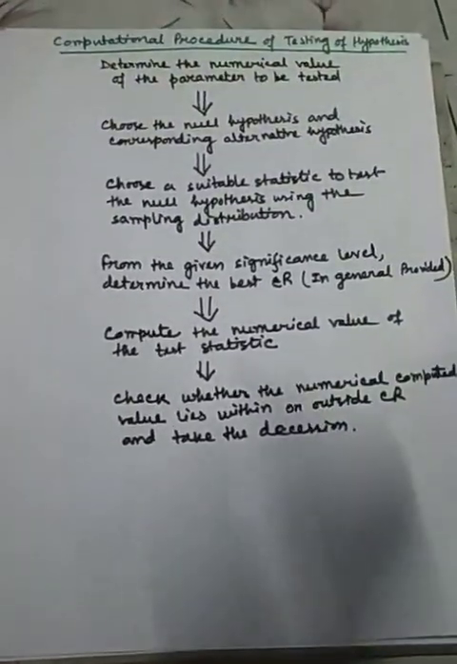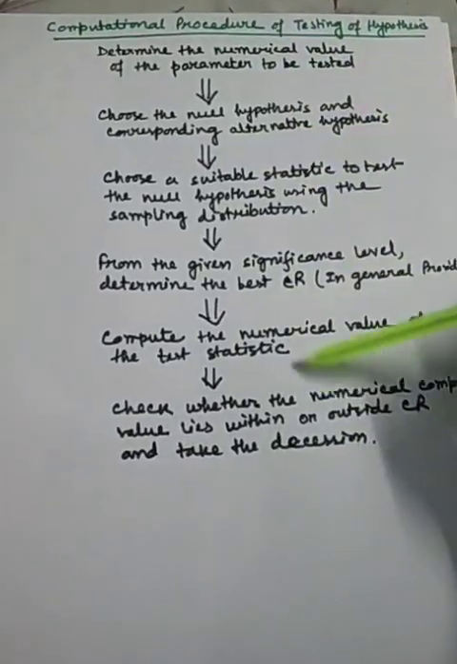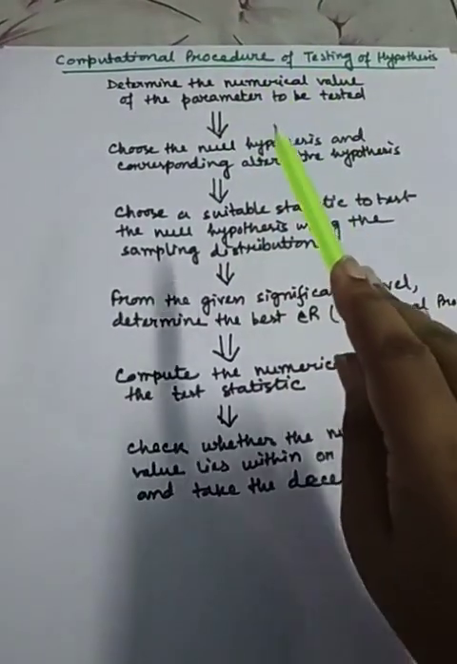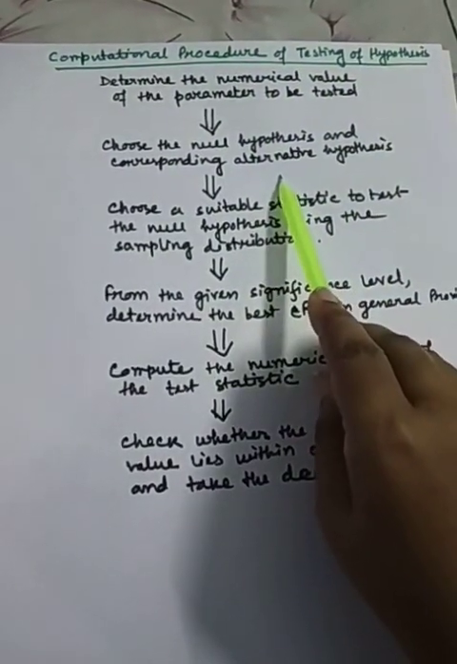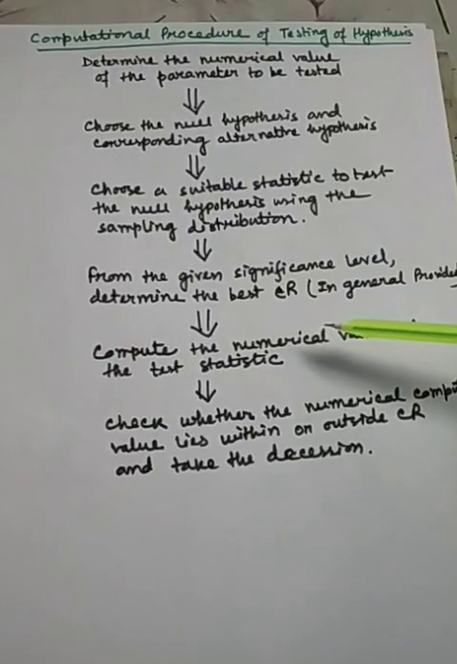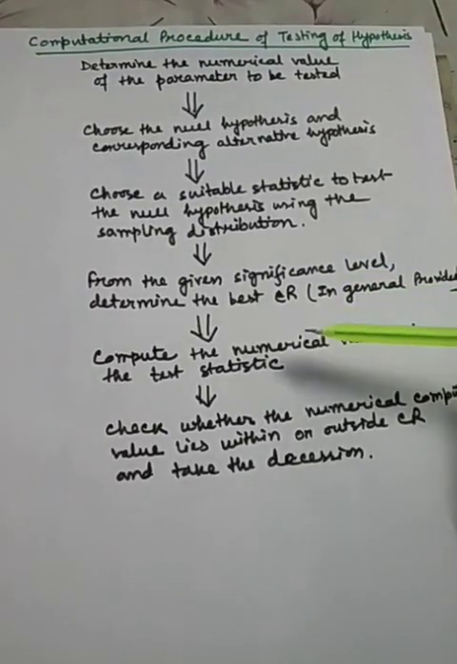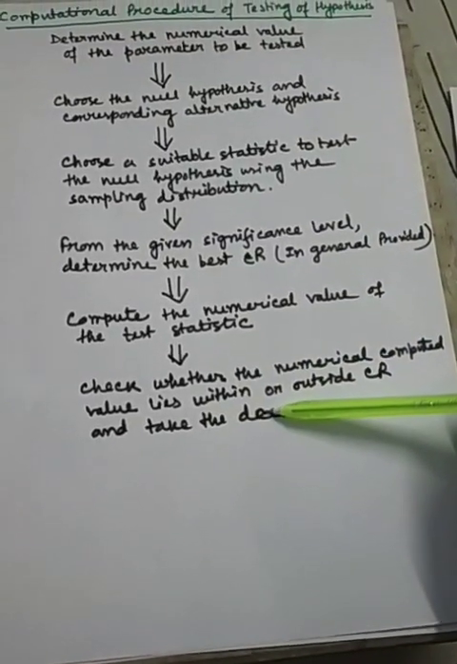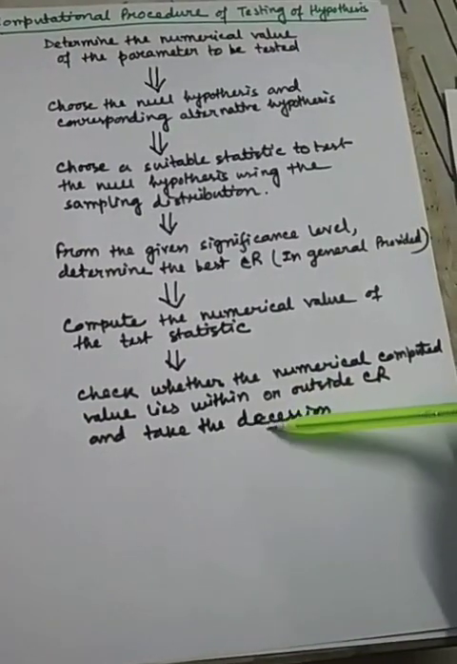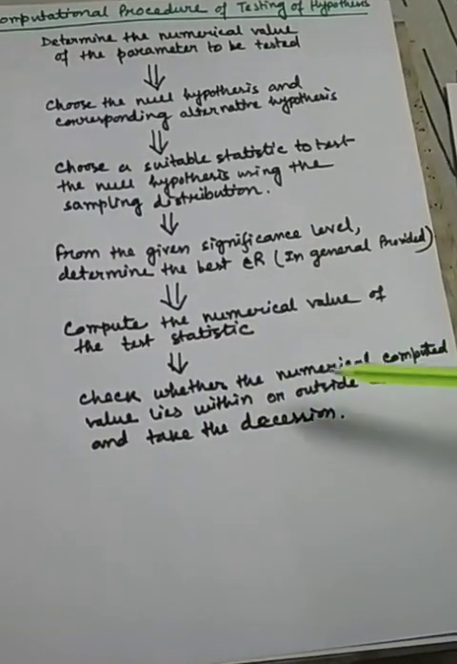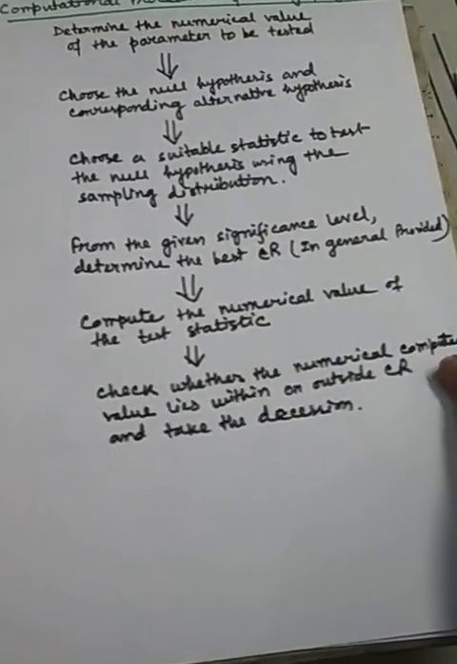For any kind of problem, we have to maintain this procedure of testing of hypothesis. First, we have to determine the parameter to be tested. Second, we have to write our null hypothesis and alternative hypothesis. Third, we have to choose our suitable statistic. Fourth, we have to find the computed value of the suitable statistic. Then we have to determine our critical region and see whether our computed value lies within the critical region or not. If the computed value lies within the critical region, then H0 will be rejected. If the computed value of the statistical test lies outside the critical region, then H0 will be accepted.